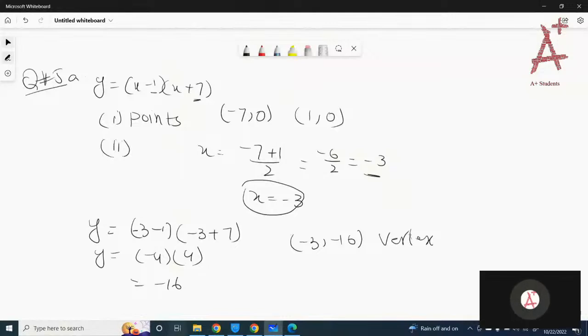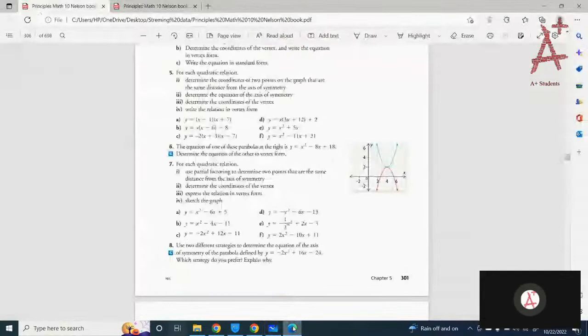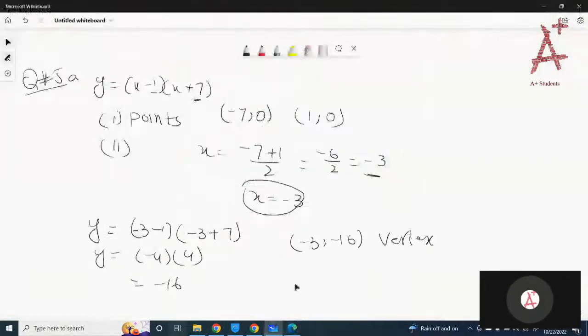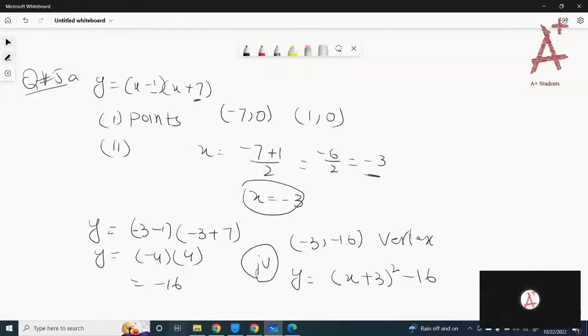Okay, for the fourth one, we have to write the relation in vertex form. We have to write the equation in vertex form. So it would be y equals, and the vertex is negative 3, so it would be x plus 3 whole squared. And here you have negative 16. This is the equation in the vertex form. Got it?